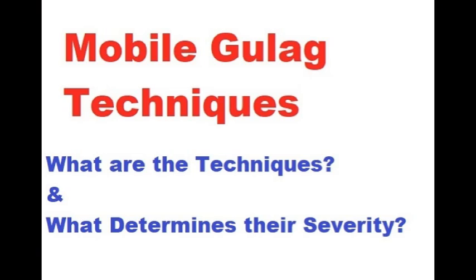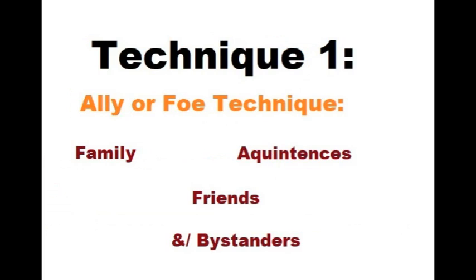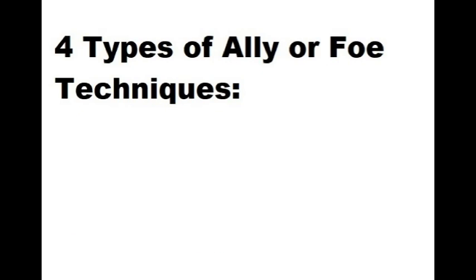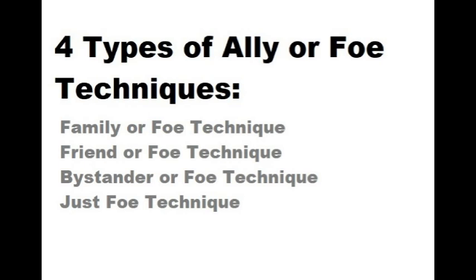What are the techniques, and what determines the severity of these techniques? Technique 1, ally or foe technique. This technique is how the target's family, friends, acquaintances, and/or bystanders are used against the target to help break him or her during the mobile gulag attack. There are 4 types of techniques: family or foe technique, friend or foe technique, bystander or foe technique, or just foe technique.